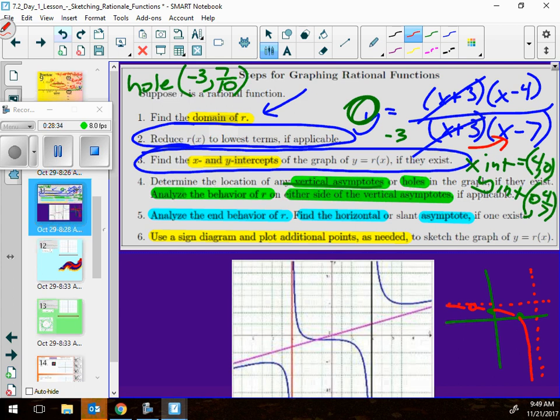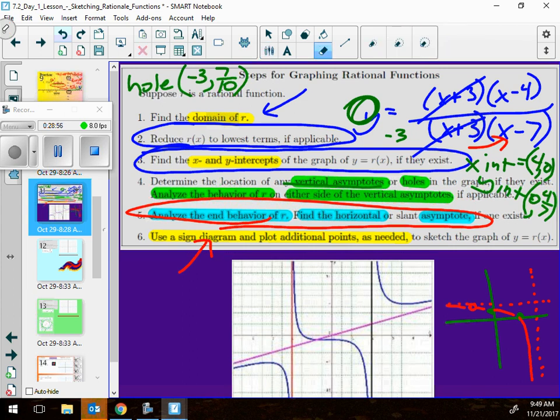Okay, and now it's asking me to analyze the end behavior and find any slant asymptotes if one exists. We're not ready for slant asymptotes. I'll teach you that on a different day. And now, here's the important part. Use a sign diagram and plot additional points as needed.